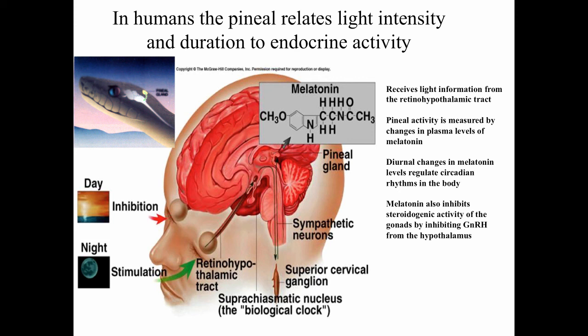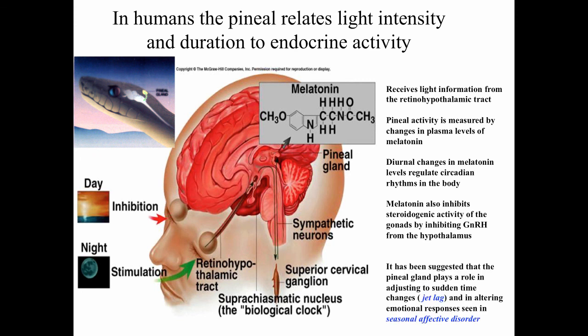Melatonin also inhibits steroidogenic activity of the gonads by inhibiting gonadotropin-releasing hormone from the hypothalamus. And it has been suggested that in humans the pineal gland plays an important role in adjusting to sudden time changes, so for example jet lag, and also maybe in altering emotional responses that are seen in seasonal affective disorder, because as you know, in the winter seasons when day length is much shorter, a lot of people suffer from what's called seasonal depression, and the pineal may be involved in regulating that.